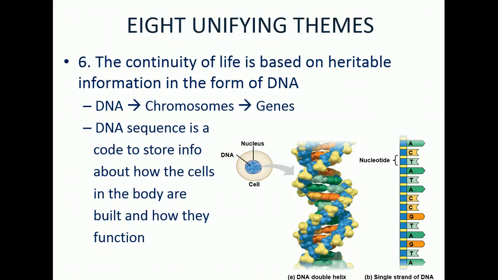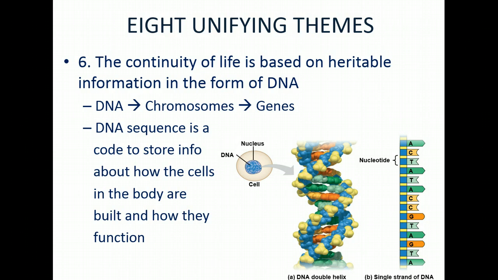Okay, our sixth unifying theme of biology is that the continuity of life is based on heritable information in the form of DNA. And really what this means is that we're able to pass traits from one generation to the next through the DNA that's possessed in our cells. We know that DNA contains genes, and we can look at DNA in the form of chromosomes in the nucleus of cells.